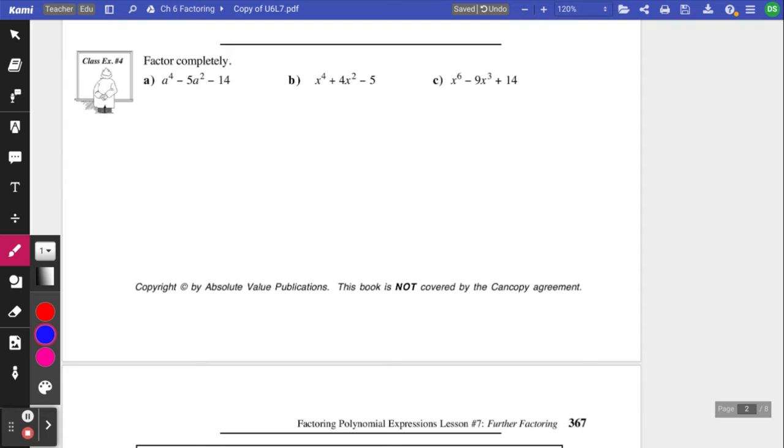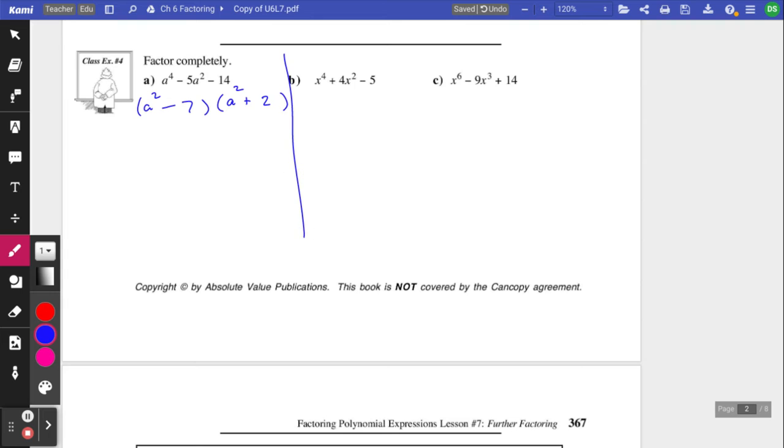Class example 4, let's factor this. Is it a perfectly square trinomial? No. I don't know why it's in this section. So let's just factor it the normal way. Ready? What's first? A squared and A squared. Agreed? And how do I get 14? 7 and 2, minus 7 plus 2. All in favor?